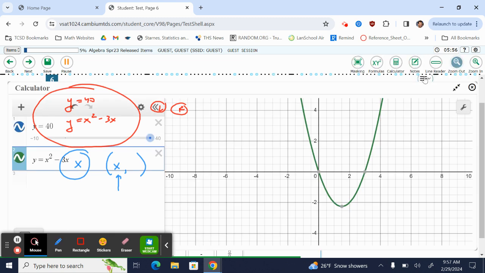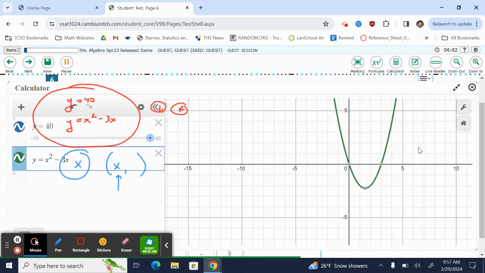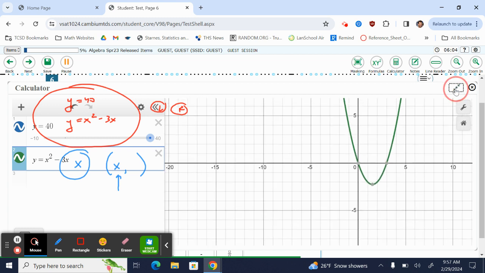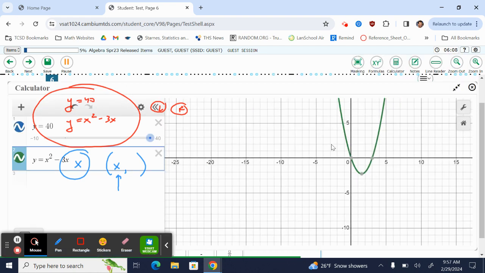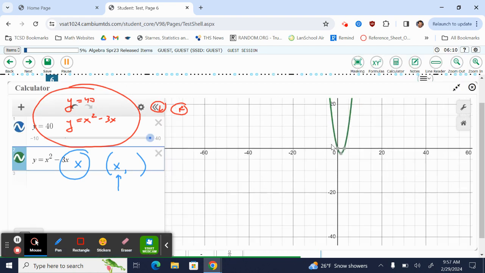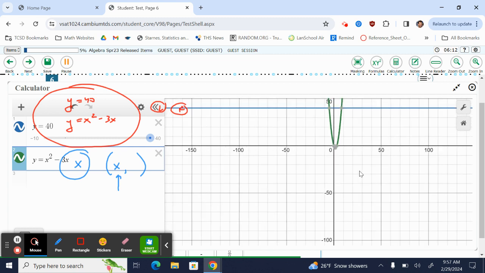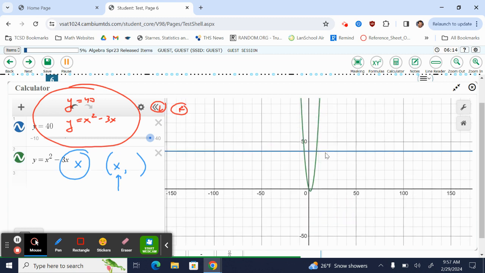So here's my graph. Notice that I only see one of the pictures, so I'm going to zoom out. Again, I wish they had a zoom out. I guess I got to use my fingers. So I'm just scrolling out. Oh, and there we go. So there's your two graphs, and I'm looking for where they crisscross.